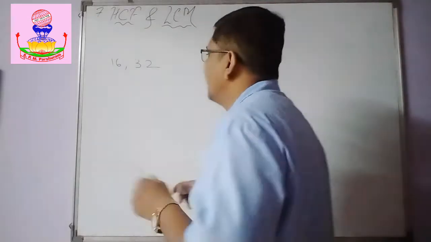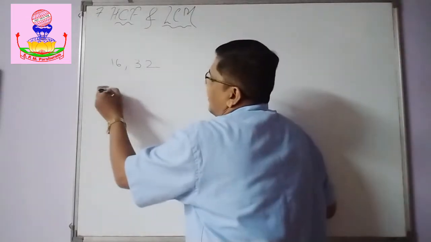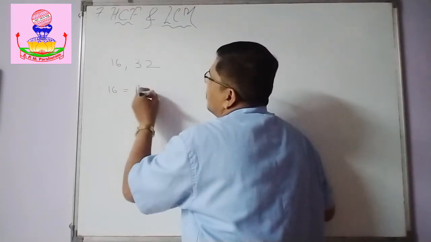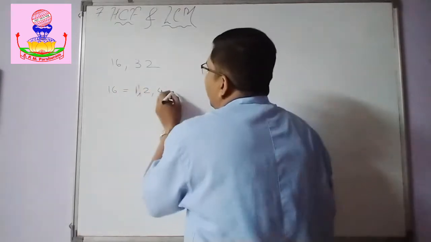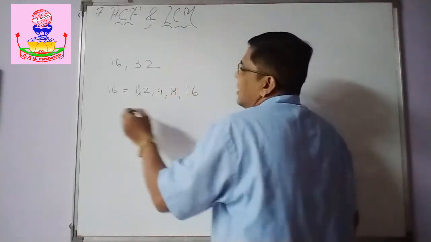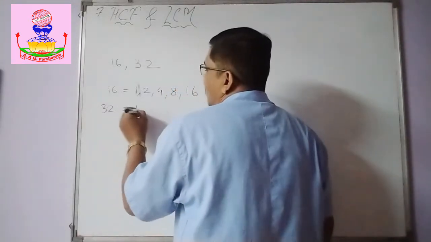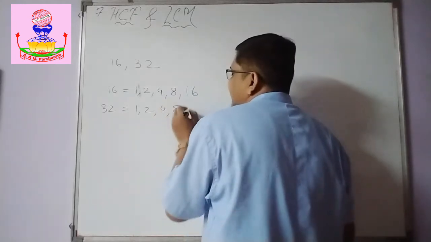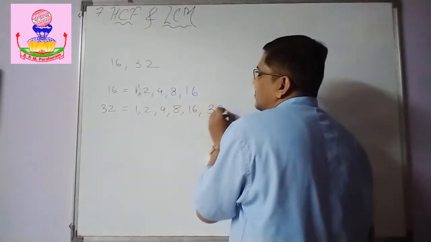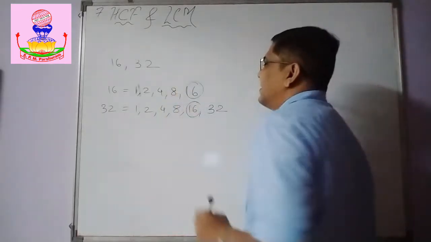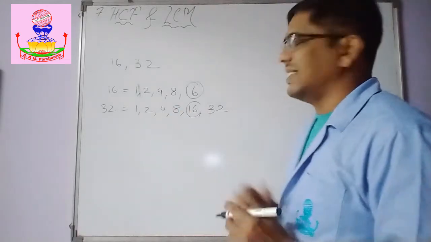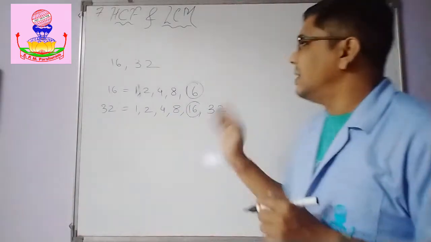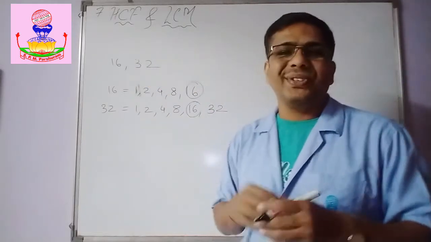You can check it. For example, factors of 16: 1, 2, 4, 8, 16, and 32. What are they? 1, 2, 4, 8, 16, 32. So what is the HCF? Common factors 1, 2, 4, 8, 16. And which is the highest? 16. Right? So what is the LCM? The bigger number. You can check it.